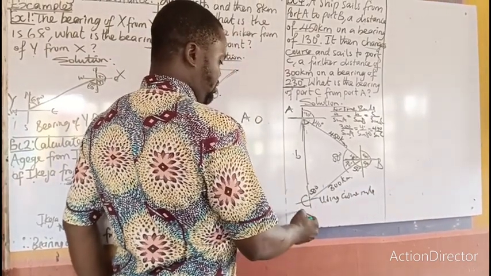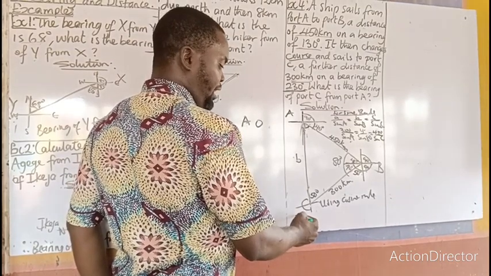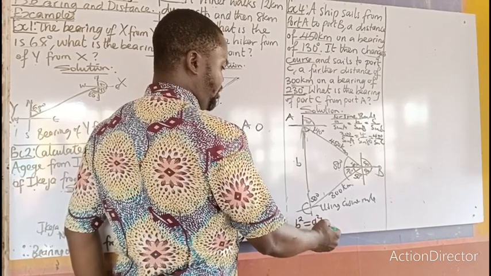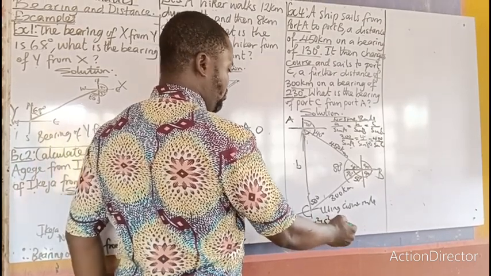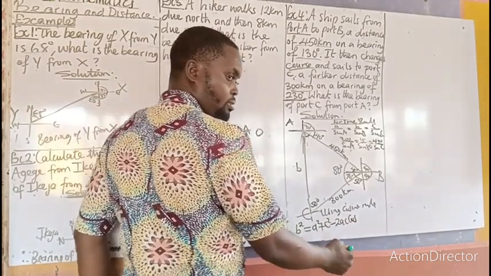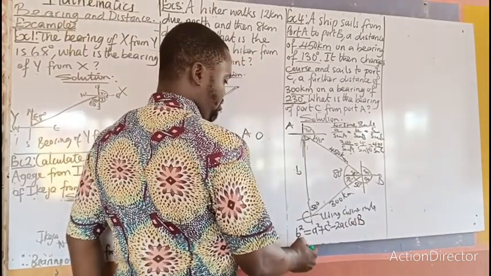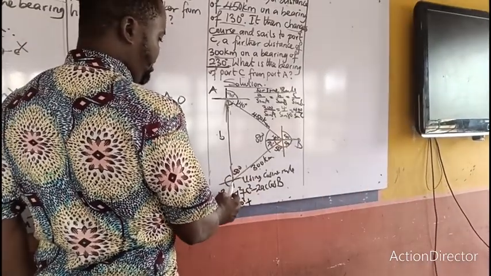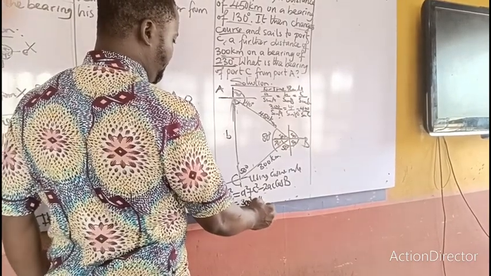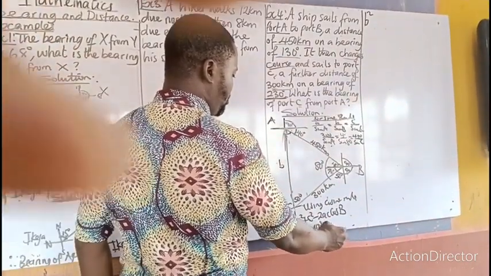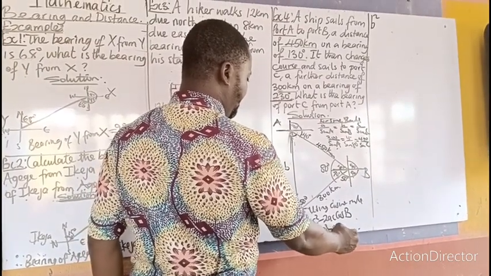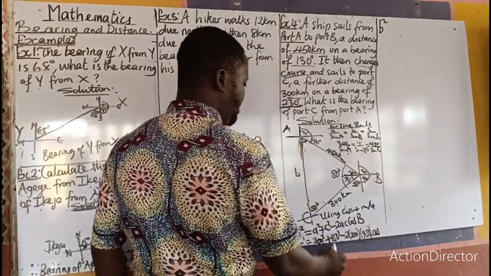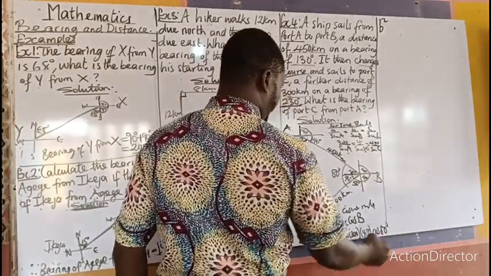So using cosine rule, what are we going to say? Can you remember the formula? Yes. b square equals a square plus c square minus 2ac cos B. So b square equals 300 square plus c, which is 450, square, minus 2 bracket 300 bracket 450, then cos B, which is 80 degrees.